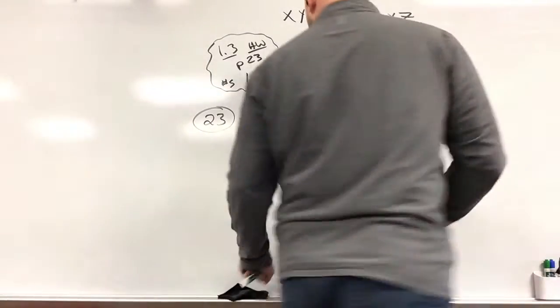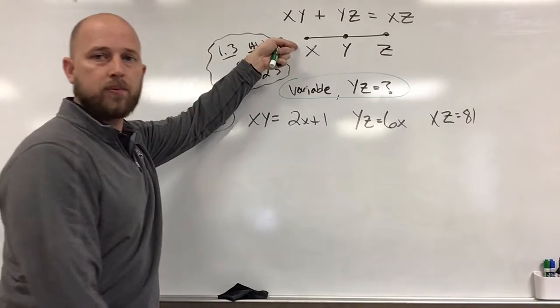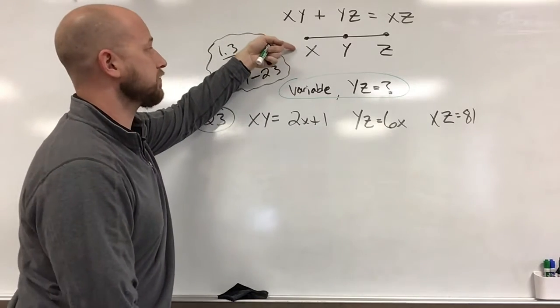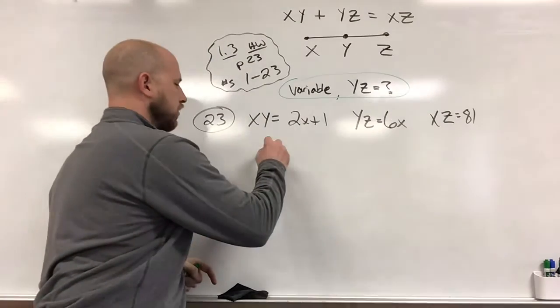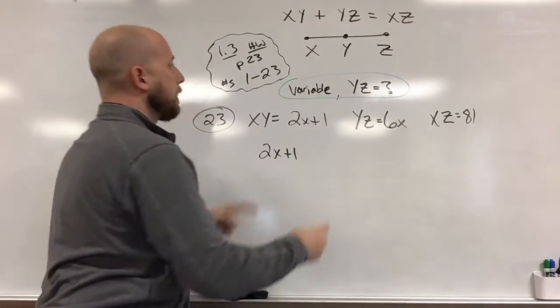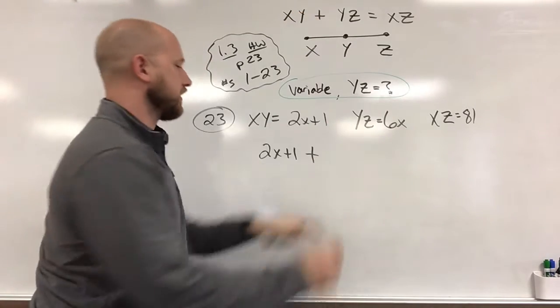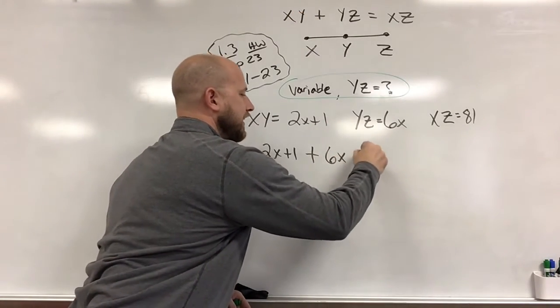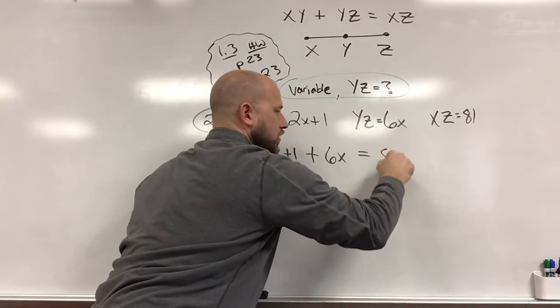Again, let's look at the equation that I wrote up at the top. If you'd like to go ahead and put it in the line segment and solve it that way, that's fine too, but it's gonna be the same setup. xy, which is 2x plus 1, plus, what are we adding? yz is 6x, equals, right, because that's what the equation is, equals xz is 81.